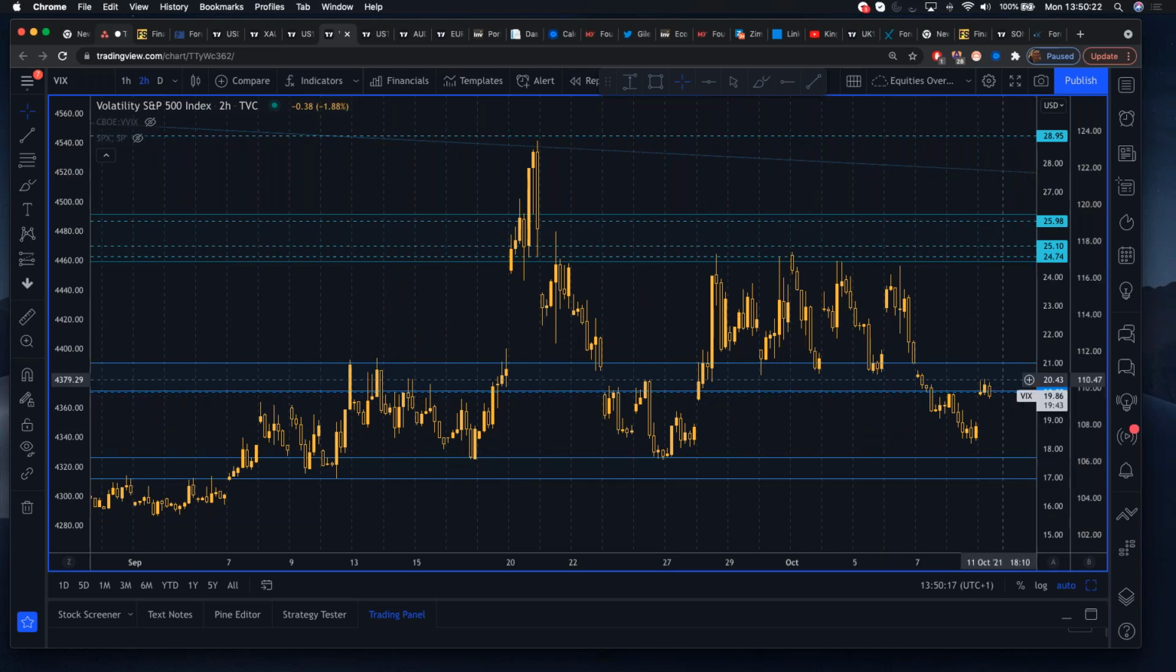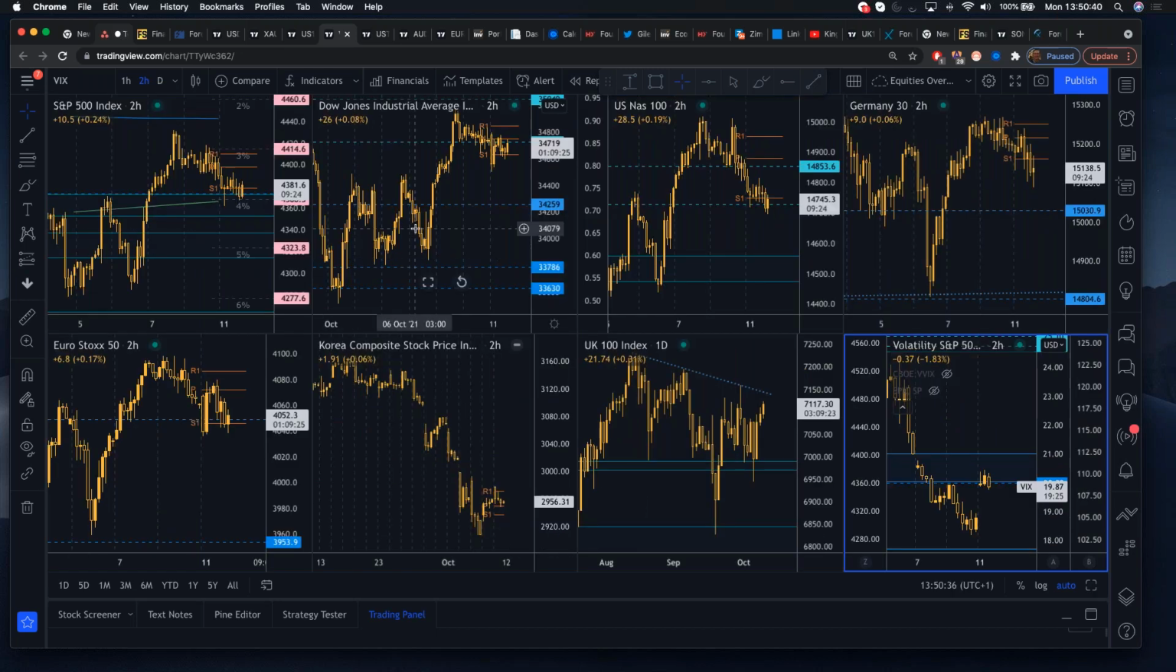If the VIX manages to stay beneath that 20 and moves down to that 18 region, expect upside in the stock market. Falling VIX, rising stocks, rising VIX, falling stocks. So just be aware of that dynamic that's going on at the moment.